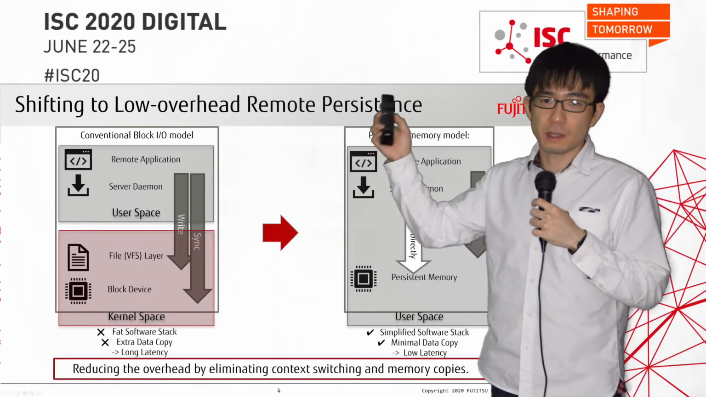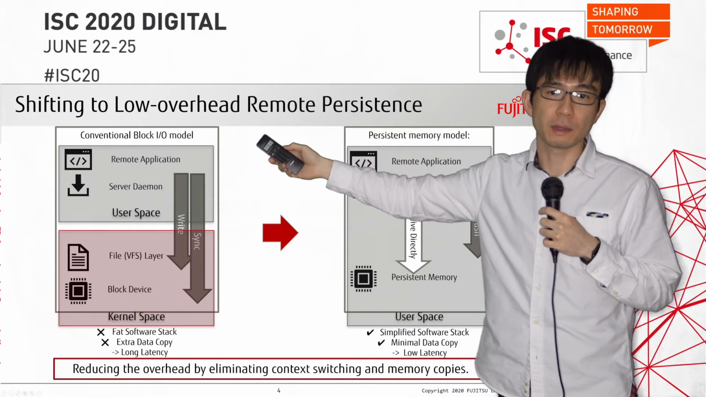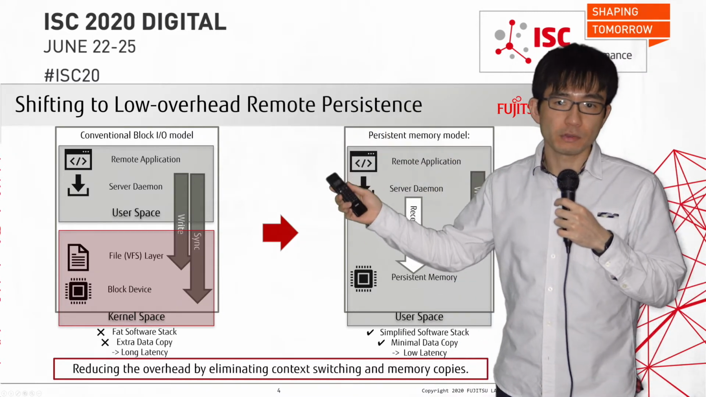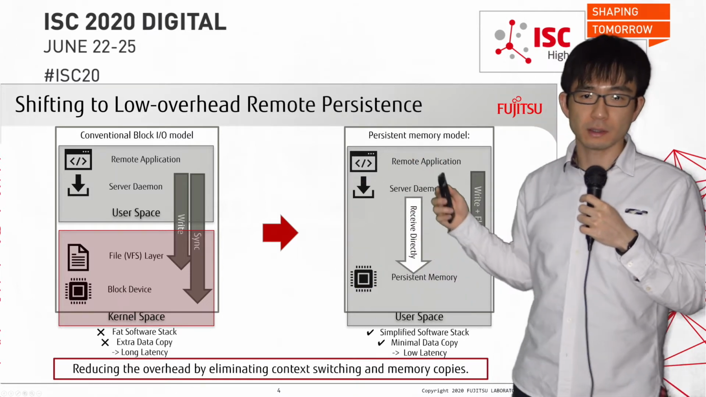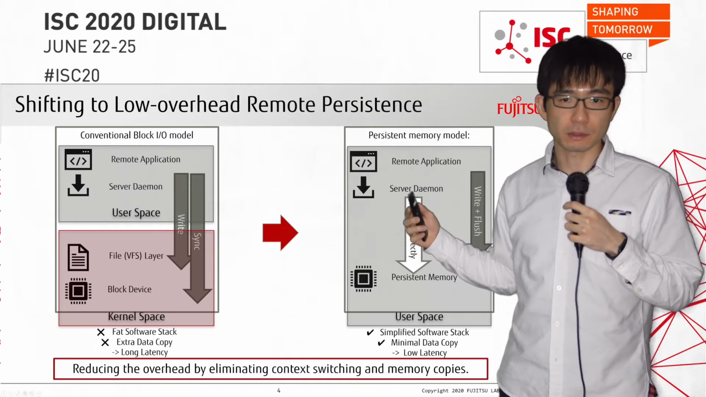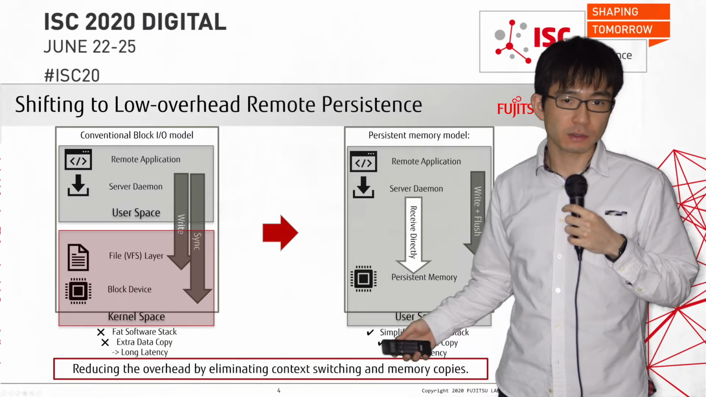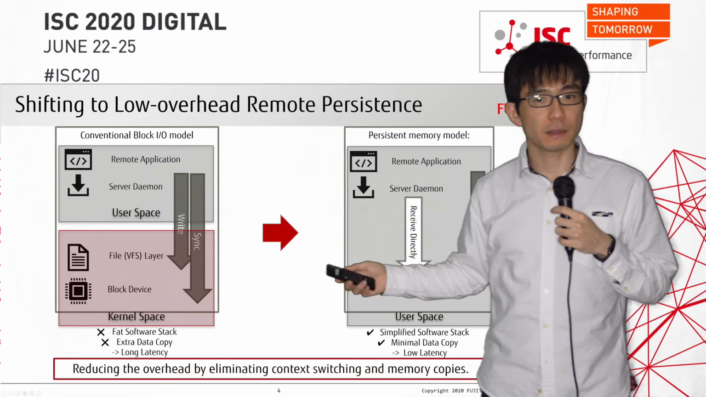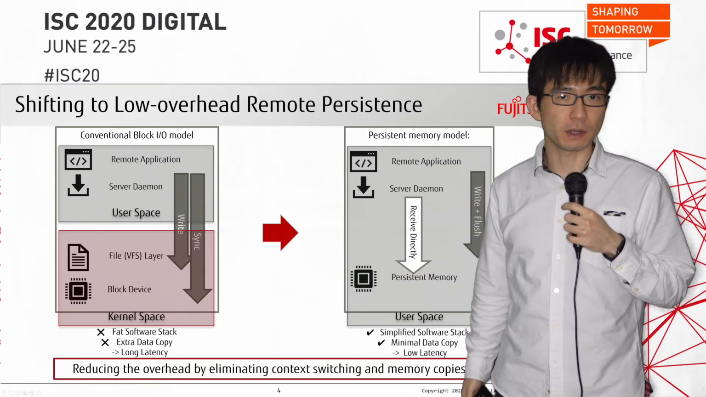This slide explains the reason why we have to shift to a low overhead remote persistent model. The left figure is a conventional block I/O model. A remote application writes data with a write operation with a synchronization option by using system calls. So there is a context switching between kernel space and user space. Software stack became complicated and there are extra data copy operations.